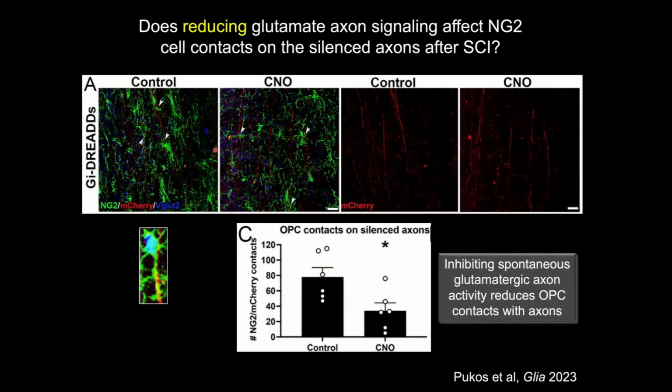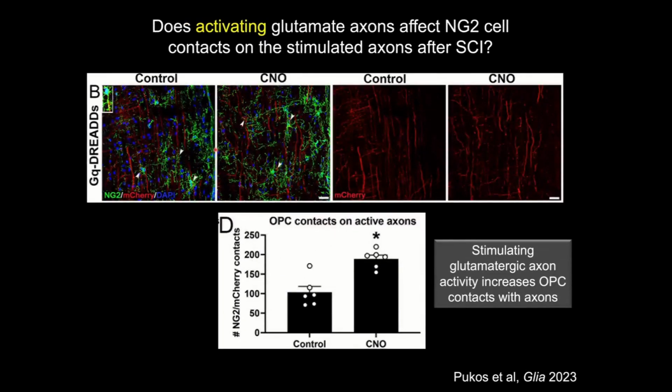We did the opposite, where we increased activation of these axons using an excitatory DREADD. Again, the DREADD also expressed mCherry. Here you can see the axons that are positively expressing mCherry and the excitatory DREADD after injury.